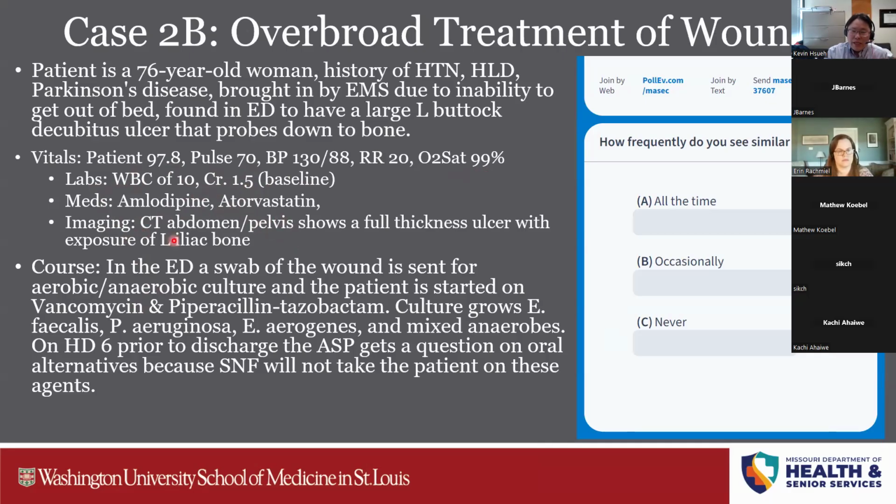Then in the ED, a swab of the wound is sent for aerobic and anaerobic culture. The patient is started on vanc and Zosyn. Culture grows E. faecalis, Pseudomonas aeruginosa, E. aerogenes, and mixed anaerobes. On hospital day 6, prior to discharge, the ASP gets a question on oral alternatives because the subacute nursing facility that they're planning on sending this patient to will not take the patient on these agents.